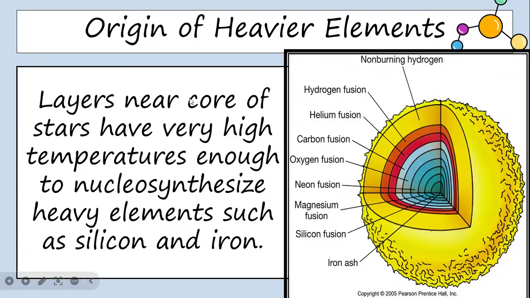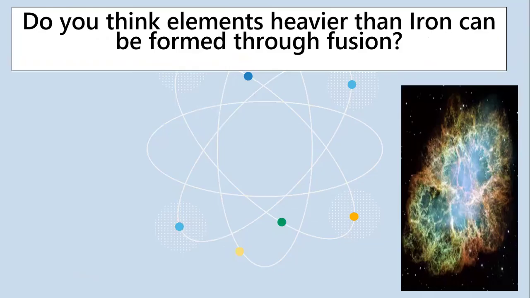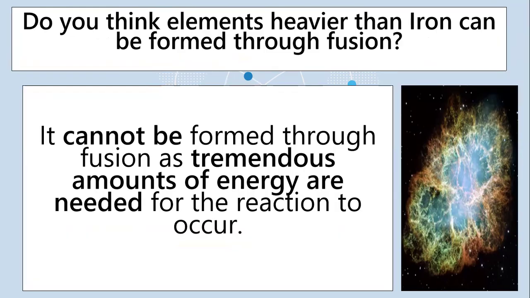So, origin of heavy elements. Layers near the core of stars have very high temperatures, enough to nucleosynthesize heavy elements such as silicon and iron. Do you think elements heavier than iron can be formed through fusion? The answer is no, because tremendous amounts of energy are needed for the reaction to occur. So fusion is not enough to produce heavy elements other than iron.